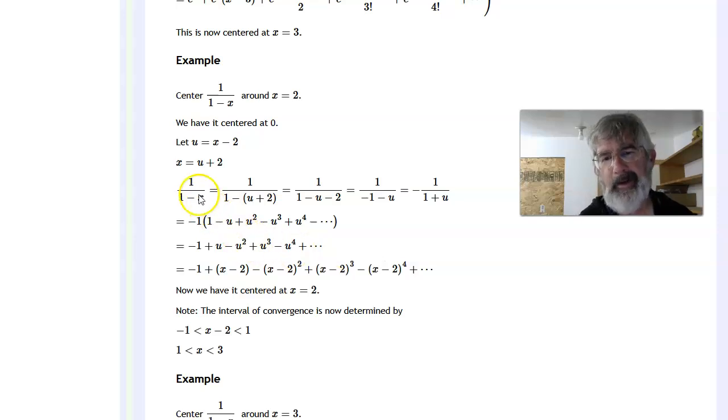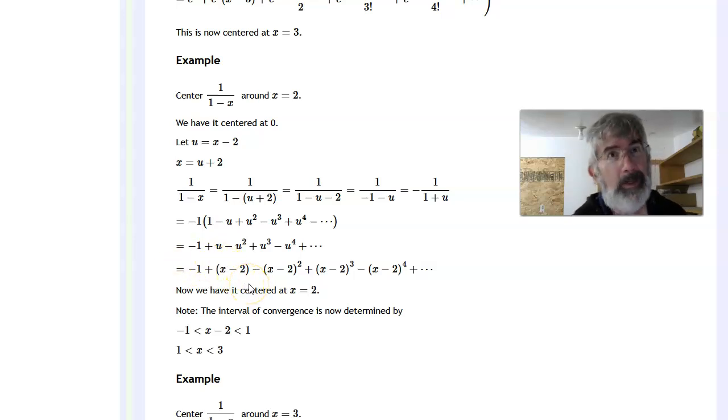And lastly, let's substitute the x minus 2 back in here for the u, and I end up with a Taylor series centered at x minus 2, and we started with this was all equal to 1 over 1 minus x. Okay. So we have a Taylor series in x minus 2, centered at 2.